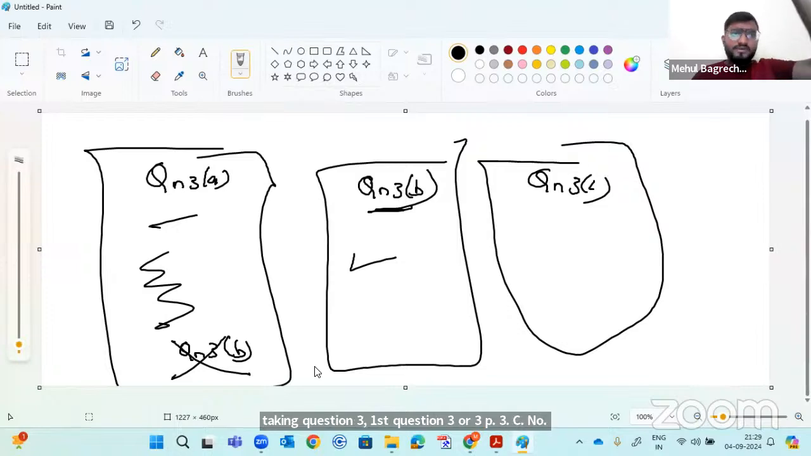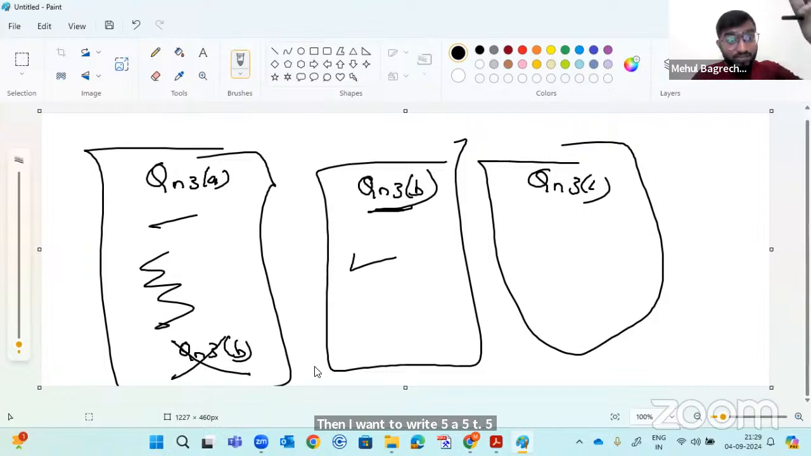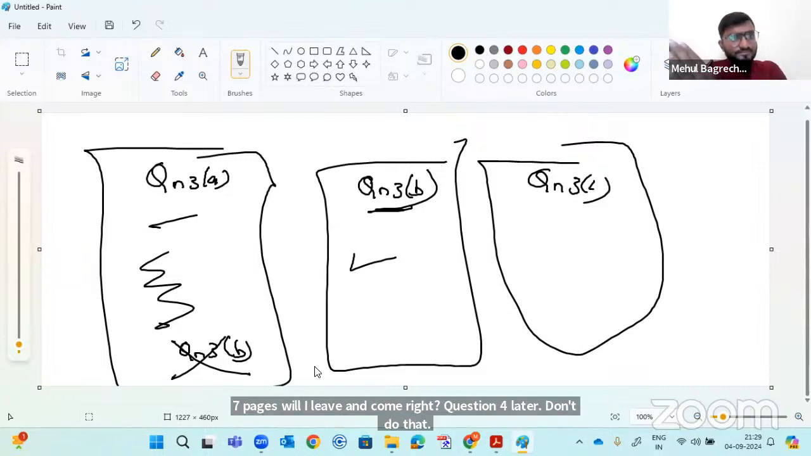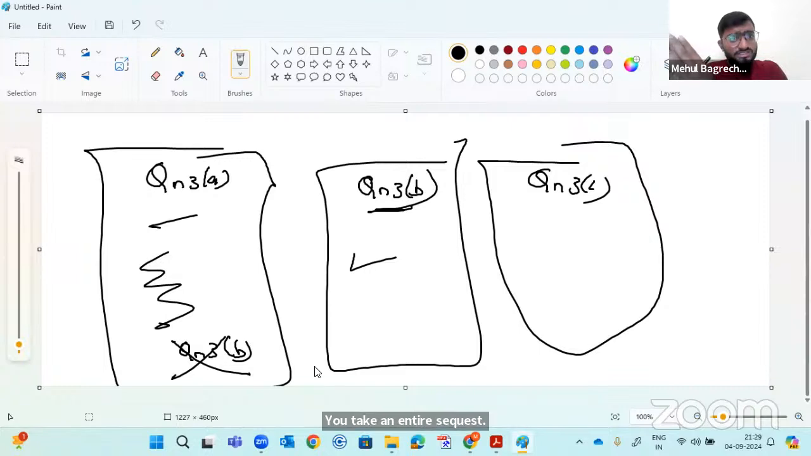Then I want to write 5, 5A, 5B, 5C. Should I leave space between 3 and 5, 6, 7 pages, and come write question 4 later? Don't do that. You take an entire question, write it in sequence, go to the next question. That need not be in sequence. I repeat, what am I trying to say?